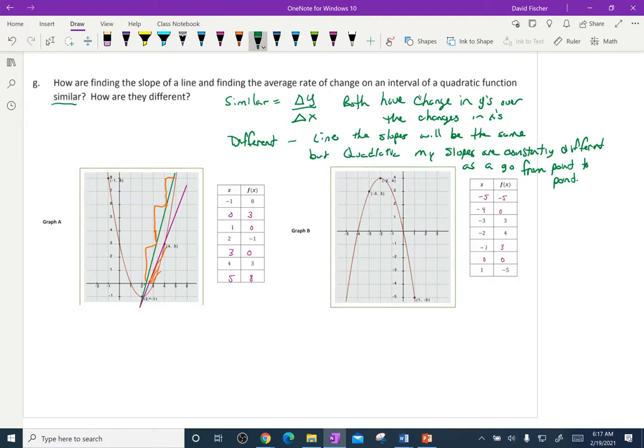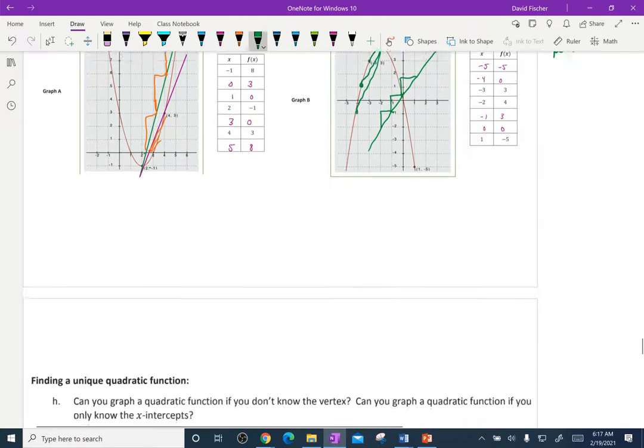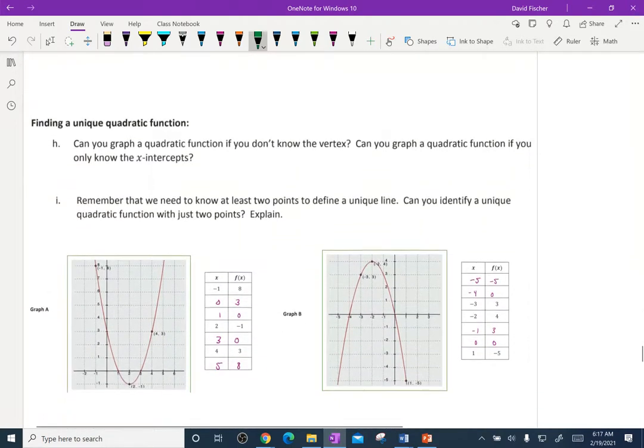So again, if I go from this point to this one, that's going to have a slope, but it's going to be different than if I go from that one to that one, or that one to that one, versus on a linear line. If I just had a line, my slopes are going to be the same all the way up that line. Okay, that's what I was trying to verbalize there. Take some practice. All right, let's go to H.